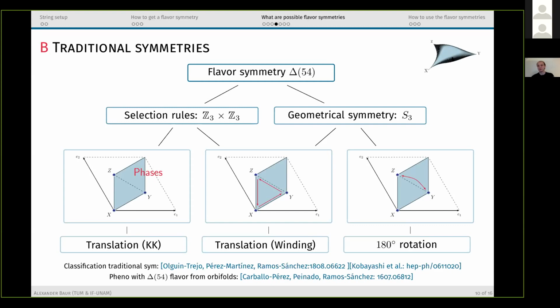I've always been talking about the Z3 orbifold by now. Yeah, so maybe one work I want to mention. The traditional flavor symmetries have been classified for all orbifold types that give you an MSSM-like spectrum in 2018. And I imagine that there has been a lot of work. So it's good that we now have all traditional flavor symmetries of MSSM-like spectra.